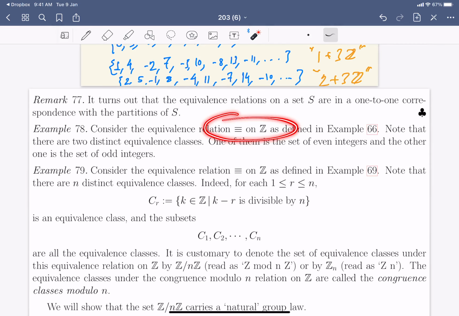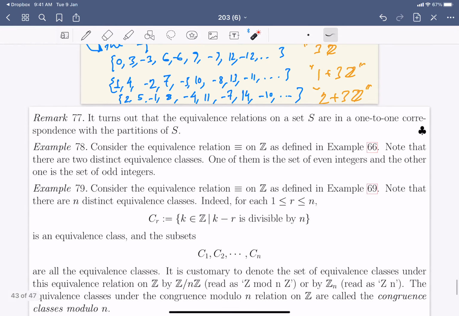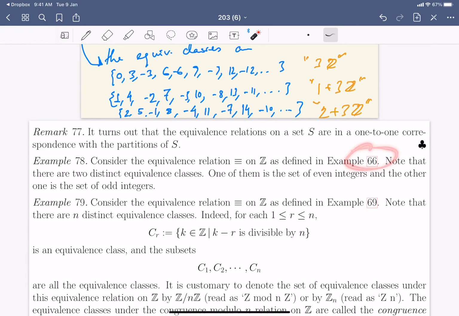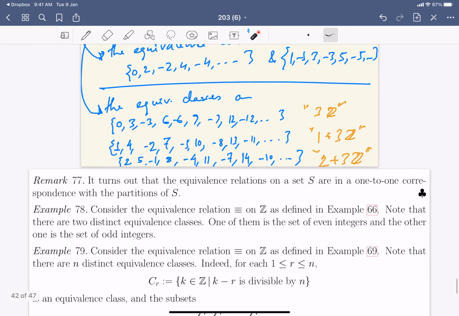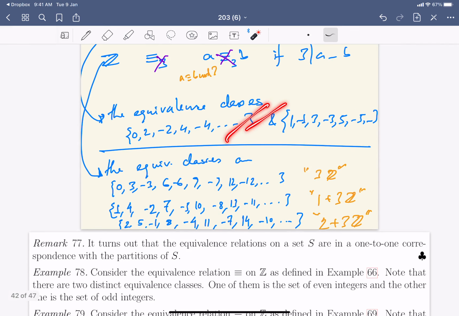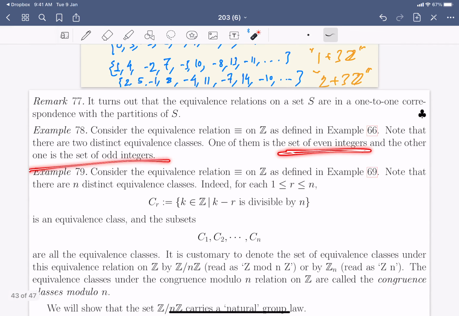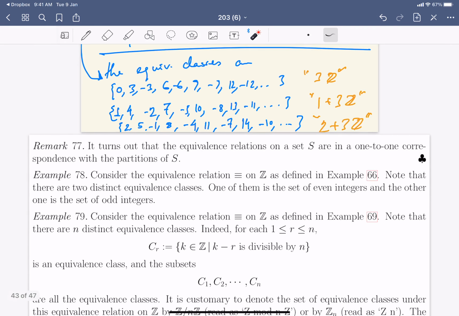If you look at the equivalence relation, I hope you can recall what example 66 was. Let me remind you. This is the congruence modulo 2 relation, where two integers are related if 2 divides the difference. Yeah, that was example 66. Anyway, there are two distinct equivalence classes as we have just discussed: one of them is the set of all even integers, the other is the set of all odd integers, etc.